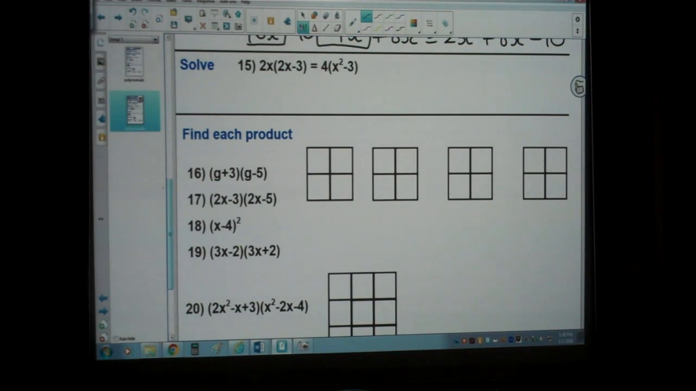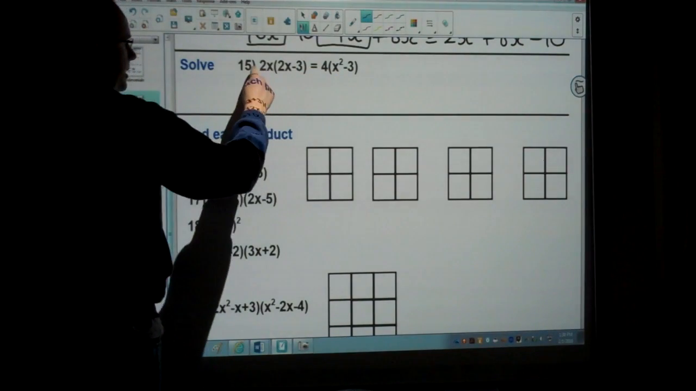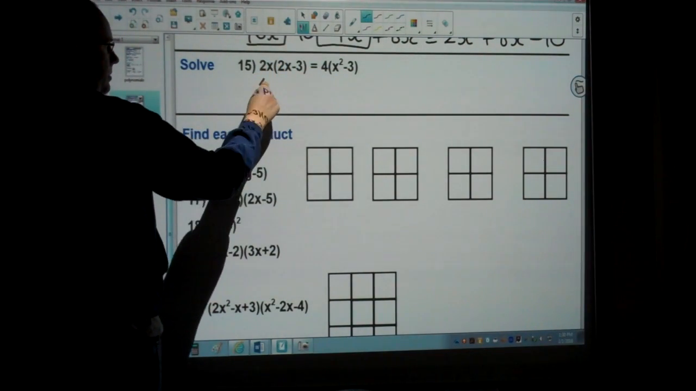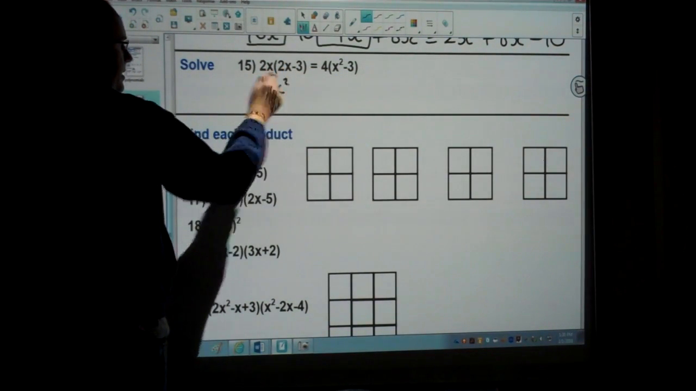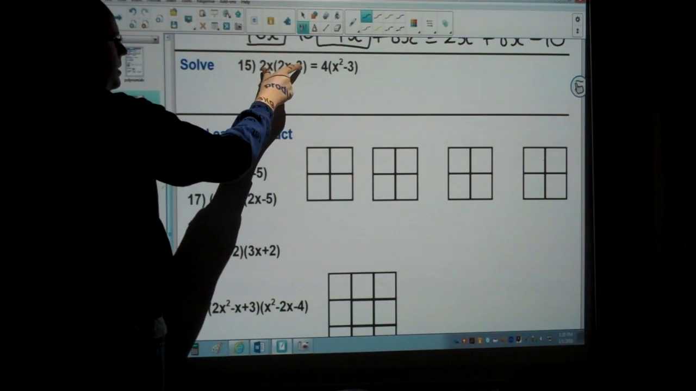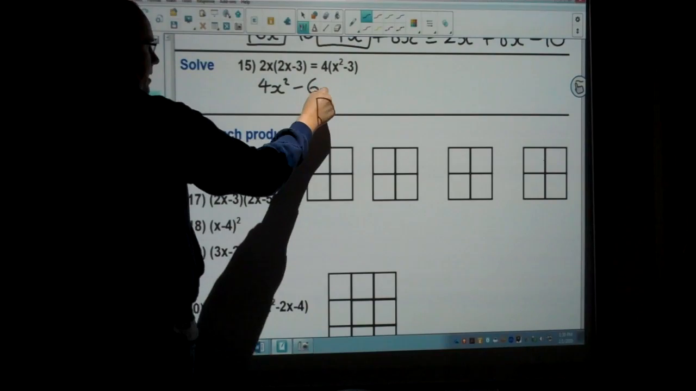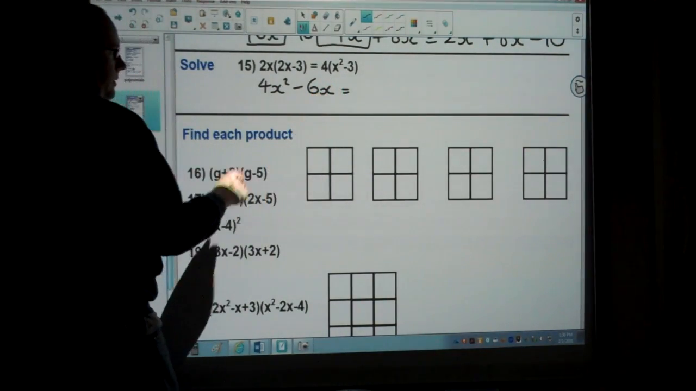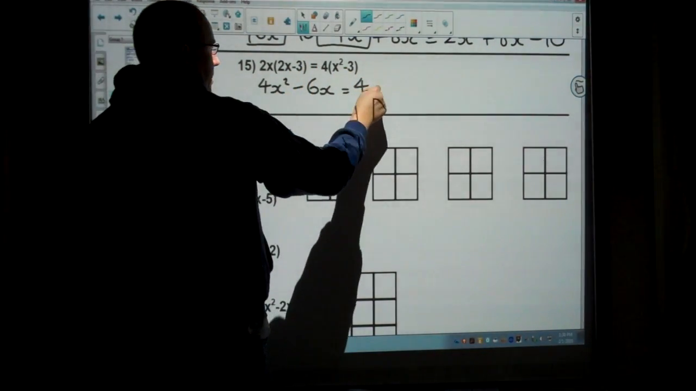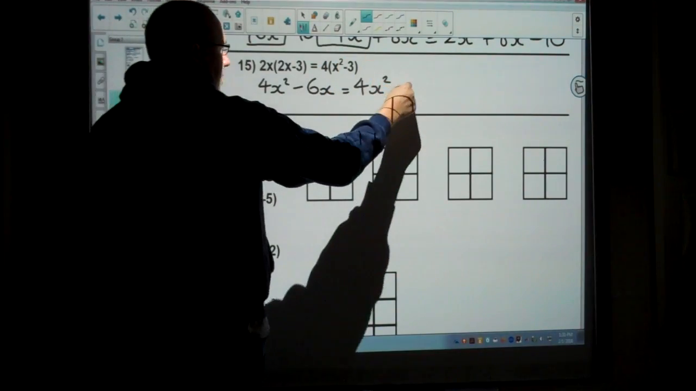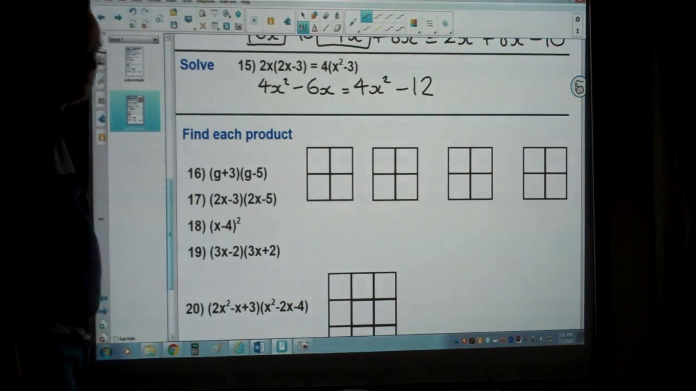Question 15, solve. So that means we've got to find the value of x. So I see the parentheses here again, so I'm going to go ahead and distribute. So 2 times 2 is 4, x times x is x squared. 2x times 3, numbers first, 2 times negative 3 is negative 6. And I've got the x left over. 4 times x squared is just 4x squared. 4 times negative 3 is negative 12.